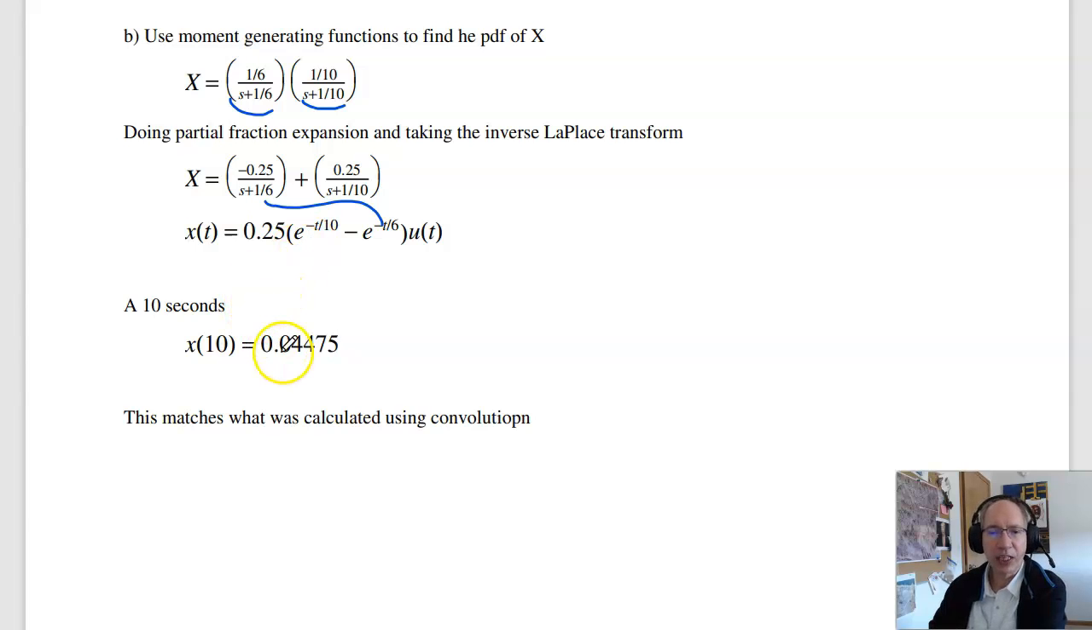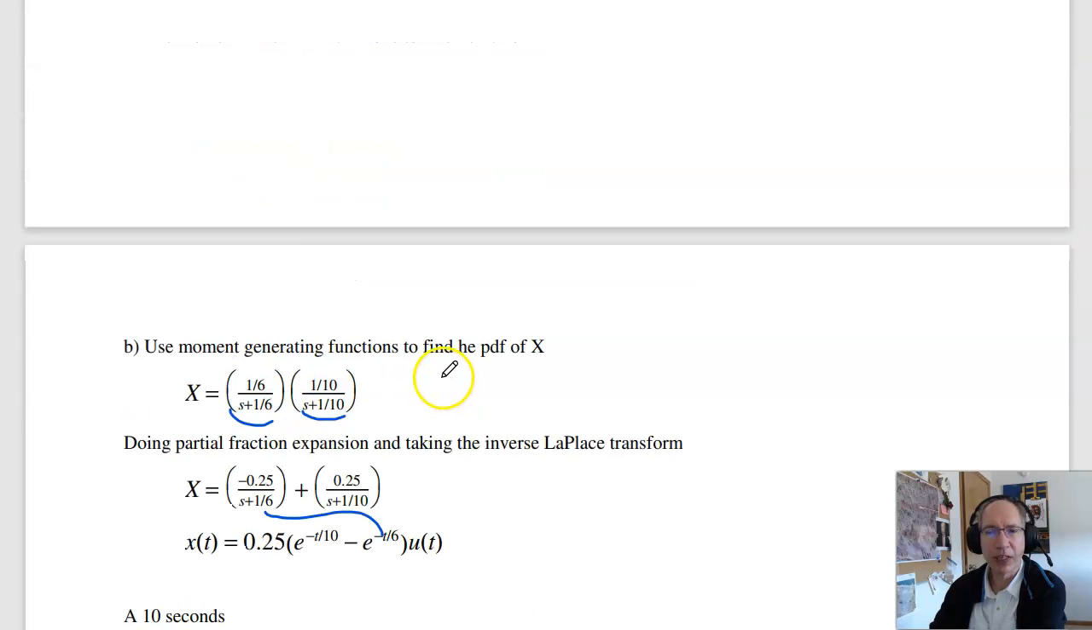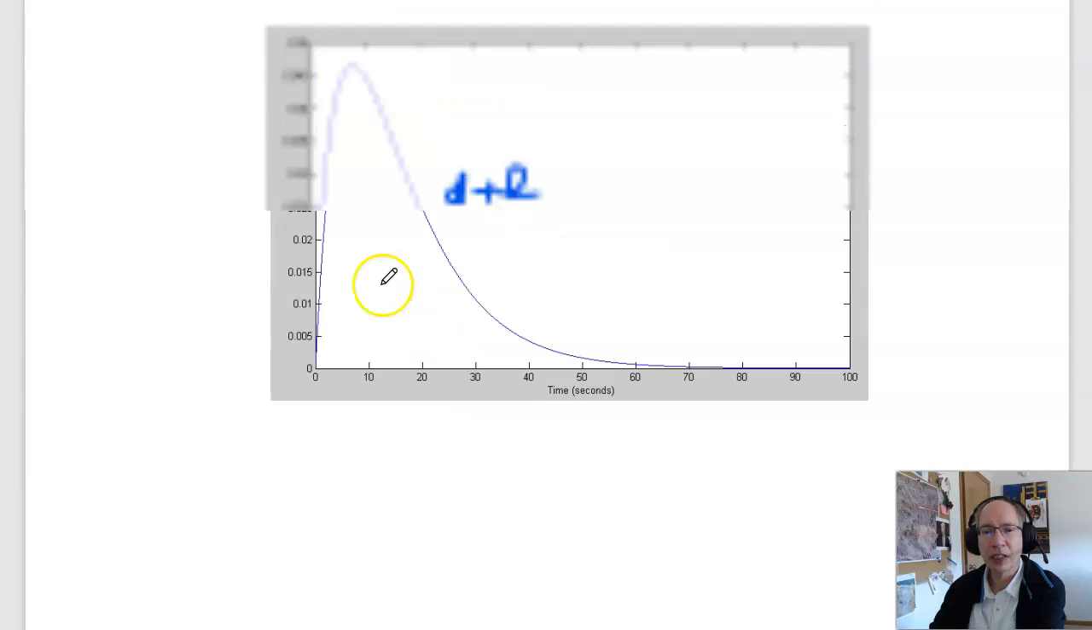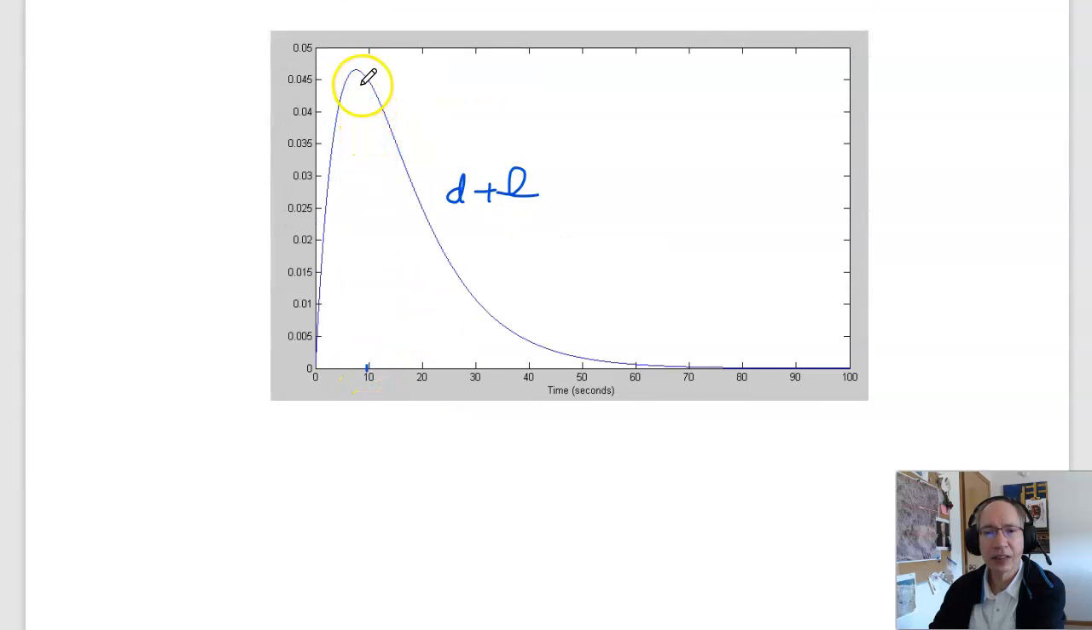And if you check at 10 seconds, that's 0.04475. Go back over here at 10 seconds, you get the same answer.